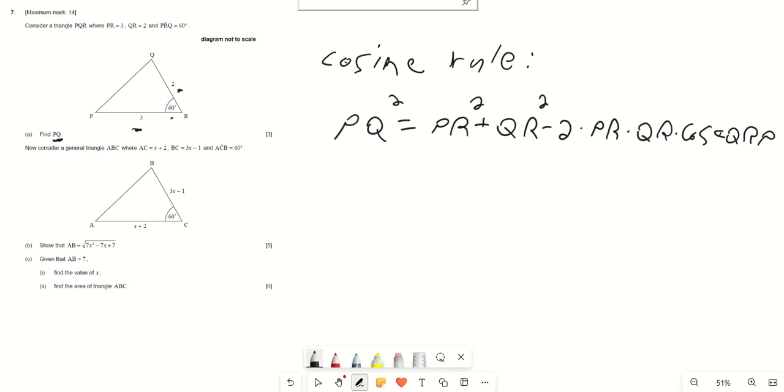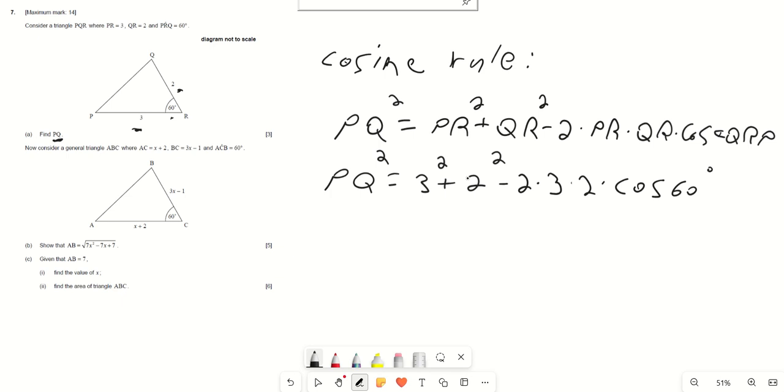Now I'm going to put in numbers. PQ is our variable, this is what we have to calculate. PR square is 3 square plus QR square, which is 2 square, minus 2 times PR 3, QR 2, times the cosine of 60 degrees.